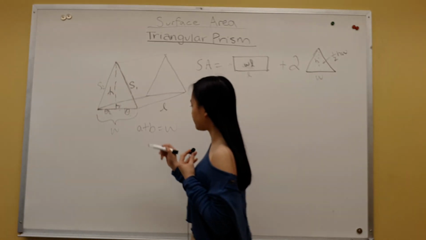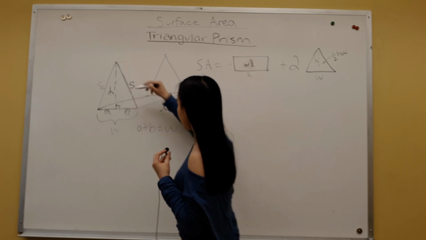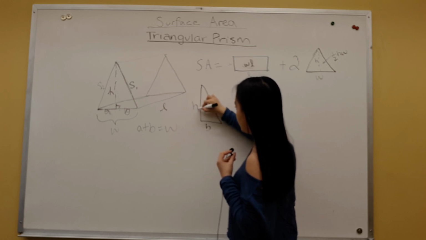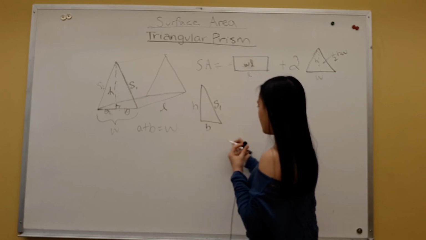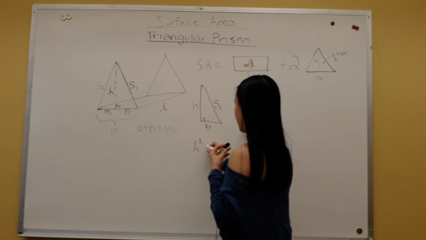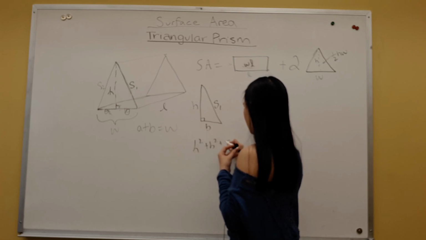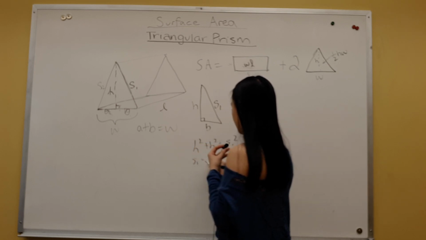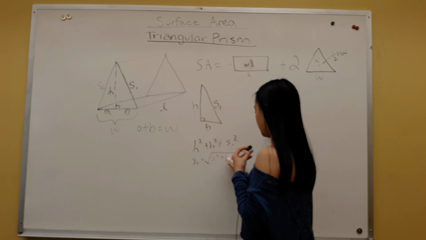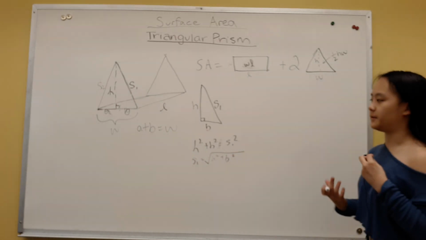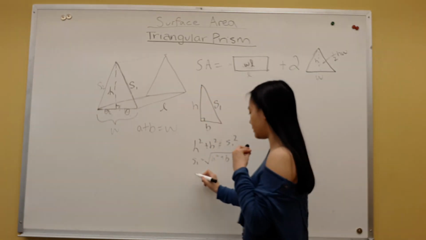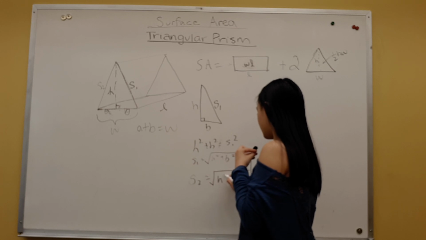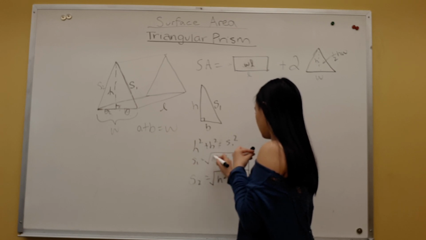So now let's analyze S1. If we look at the triangle for S1, you'll notice that right here is B, right here is H, right here is S1. And since this is 90 degrees, we know that H squared plus B squared is equal to S1 squared. That means S1 is equal to the square root of H squared plus B squared. Pretty simple. We can do the same thing to S2 and just duplicate it, but in this case, S2 would equal the square root of H squared plus A squared.